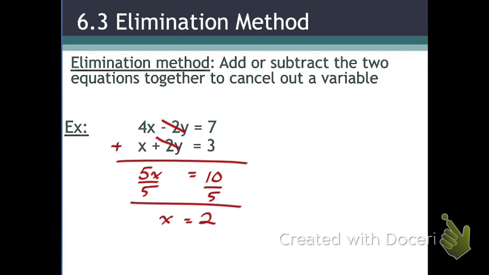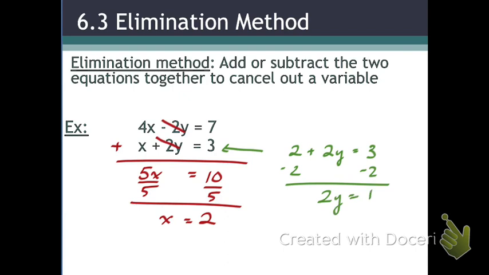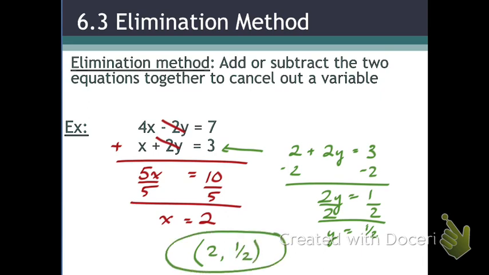Now I'm able to plug this back in, just like we've done with some prior substitution equations. So I'm going to choose this second one just because it has a single x. Plug this back in, 2 plus 2y equals 3. I'm going to subtract 2 from both sides and end up with 2y equal to 1 and y equal to 1/2. So the solution to this system is (2, 1/2). Nice and easy, super quick, because I noticed, hey, I've got the same number of y's, so I can eliminate those by adding or subtracting.